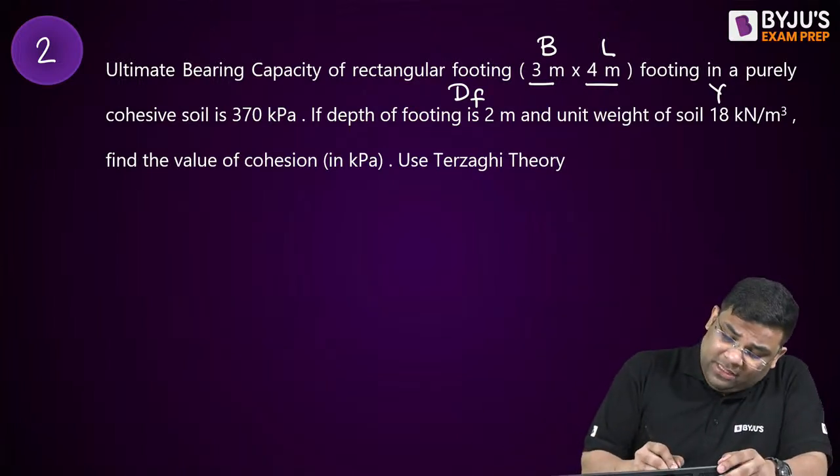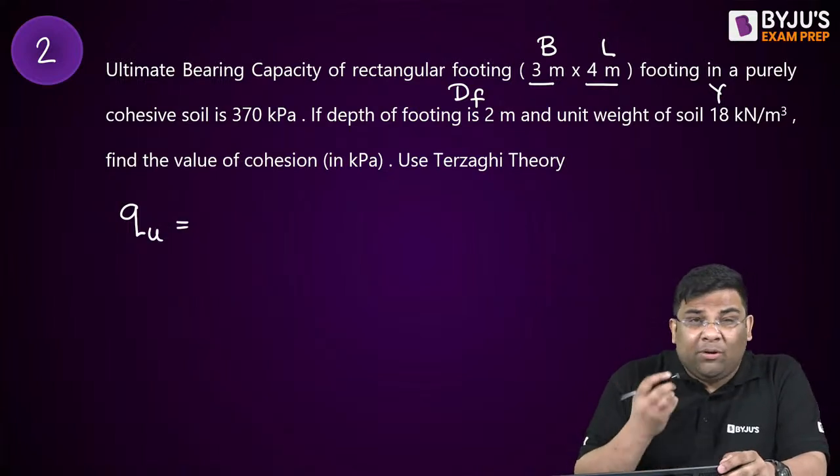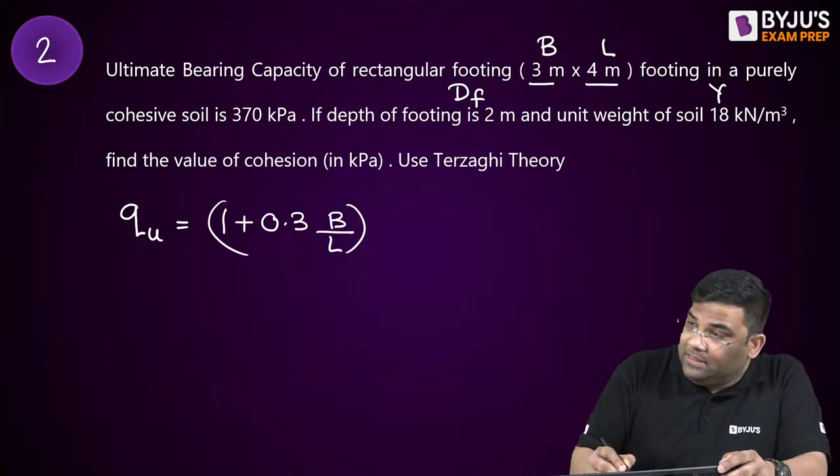Now, we know the ultimate bearing capacity formula is what? For a rectangular footing, it is 1 plus 0.3 B by L, C Nc.